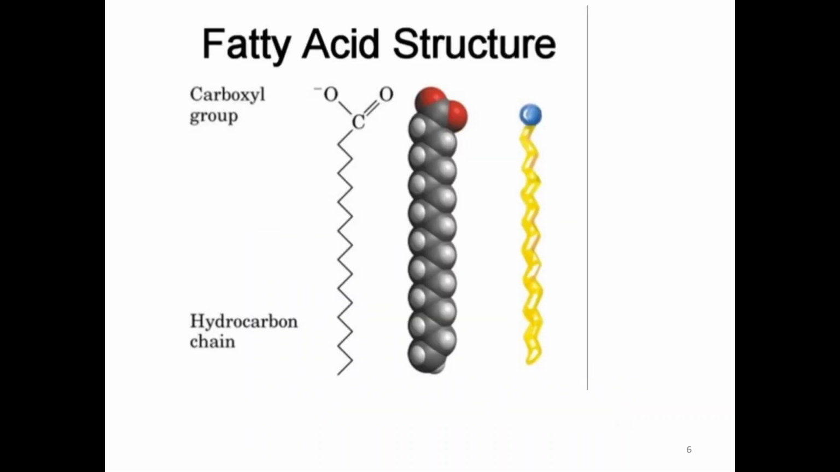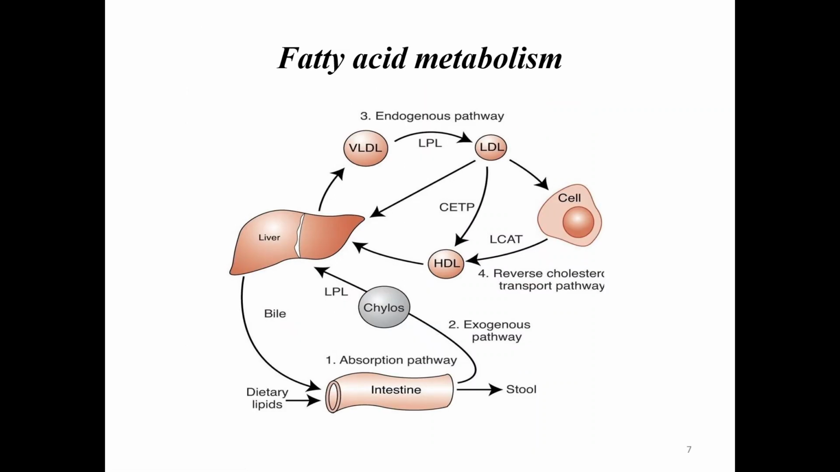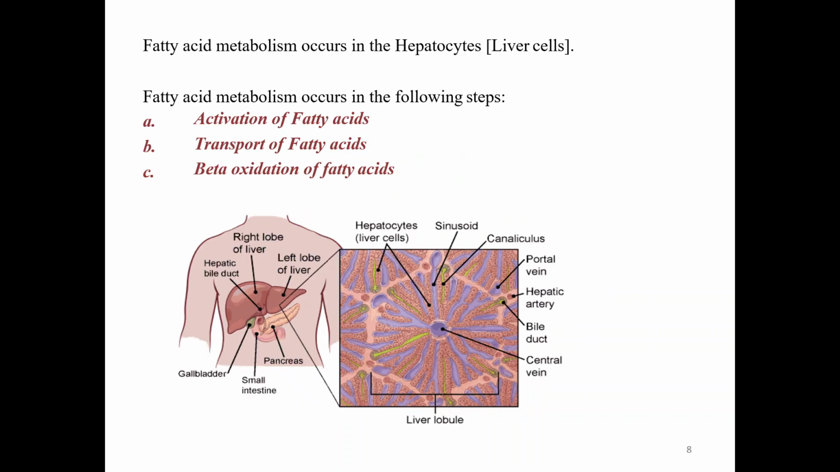So this is how you can represent a fatty acid: COO minus is the carboxyl end, and this is a hydrocarbon chain. Now, coming to fatty acid metabolism. As I told, fatty acid metabolism plays an important role because most of our energy is derived from these fatty acids, nothing but oils and fats.